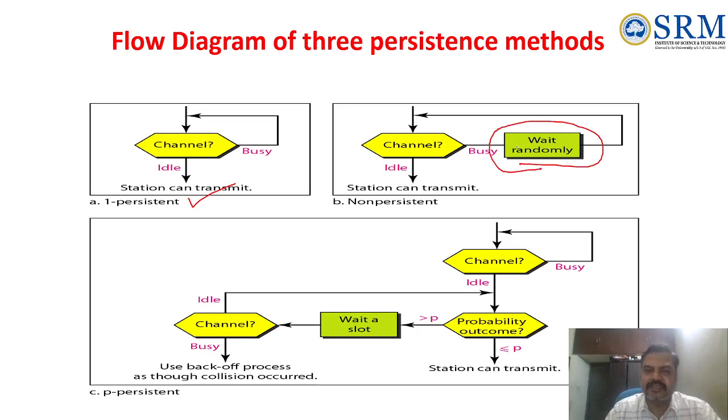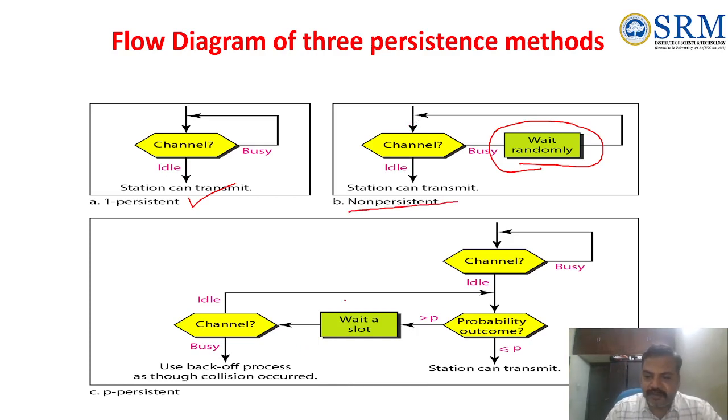Here it is waiting. That means the station can go to sleep. After some time, after waking up, again it can look at the channel. Then if the channel is free, it can send the data. Otherwise, it can go for another waiting period, then again sense the channel. So this is non-persistent.